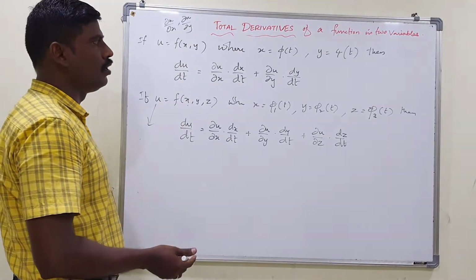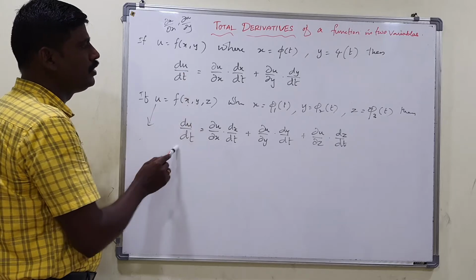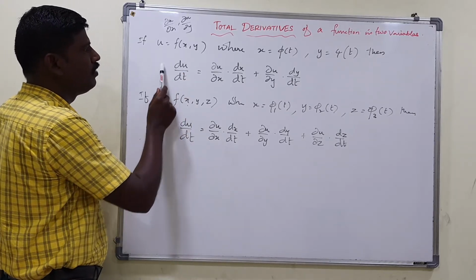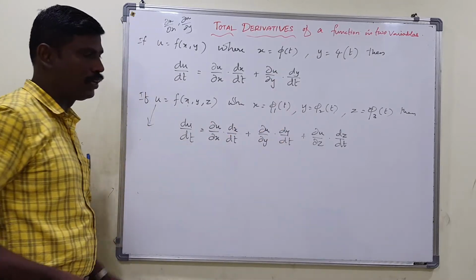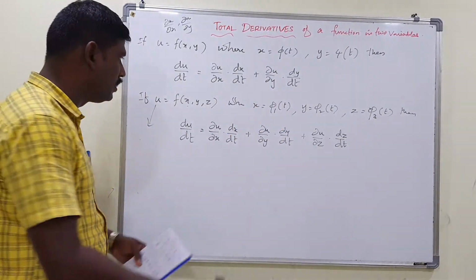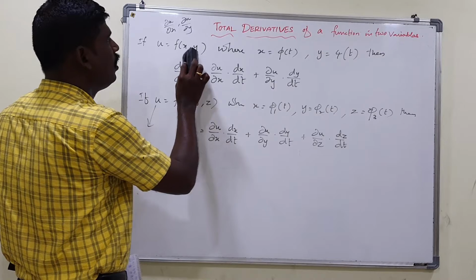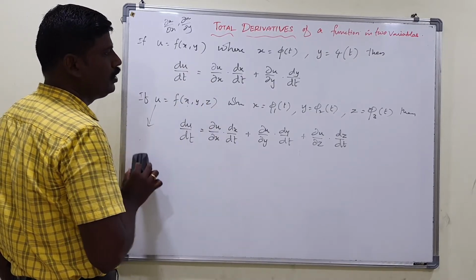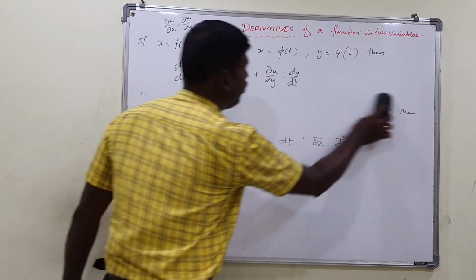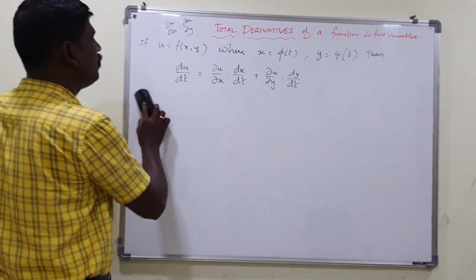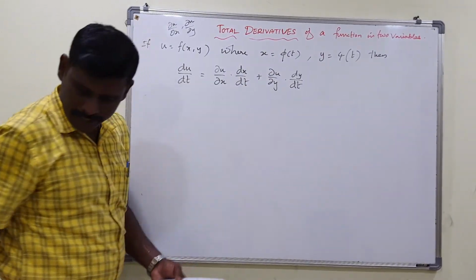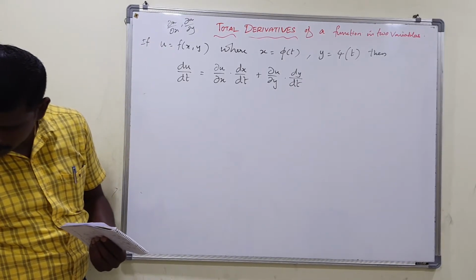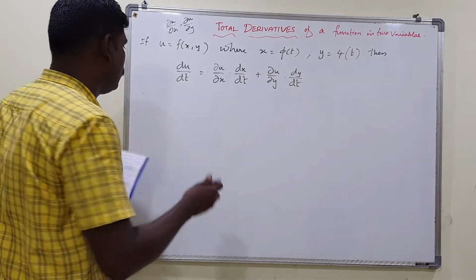Now I am going to take the problems based on these 2 methods, right? Without memorizing, we can directly write these 2 formulas. Okay. Now let us go to the problems based on these 2 methods. First of all, the problems based on 2 variables, and then problems based on 3 variables. Okay. Now I am going to solve the problems based on 2 variables at first. Okay. So a very easy example I am going to illustrate to you, right?